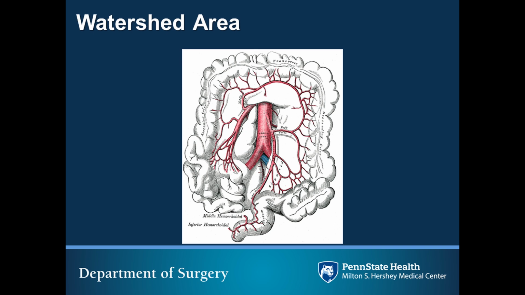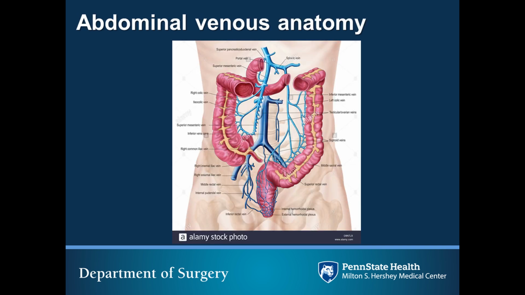Additionally, it should be noted that there is a connection between the celiac axis and the SMA, usually through the pancreatico-duodenal arteries. It is also important to understand the abdominal venous anatomy, keeping in mind that this system is called the portal venous system, as it drains blood from the abdominal viscera through the liver.